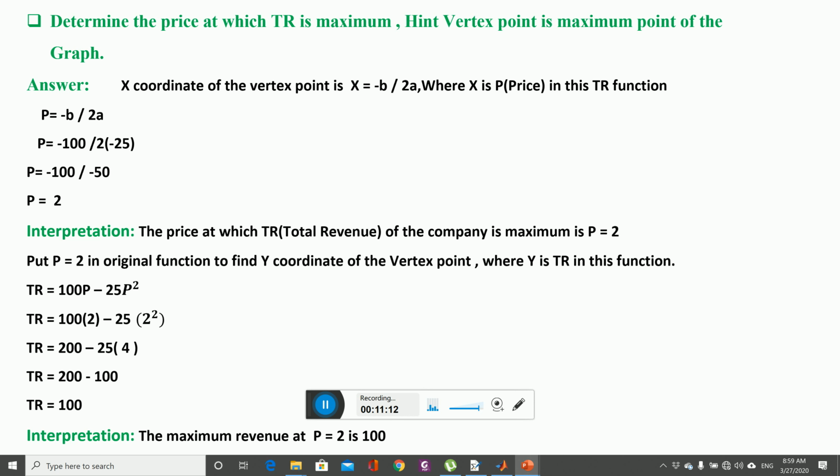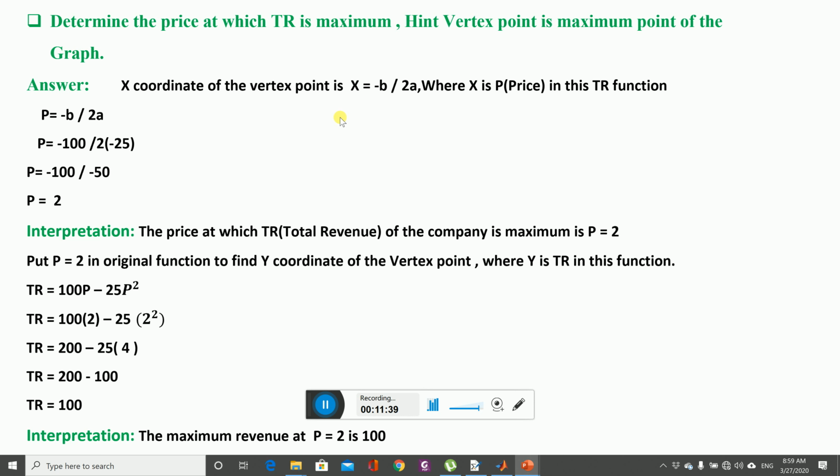If this is concave down, the vertex point is the maximum, the highest point. But if this is concave up, then the vertex point is the lowest point. That is why, to define the price at which the revenue of the company will be maximum, we use the formula x is equal to minus b over 2a. Using this formula, we can define the x coordinate.